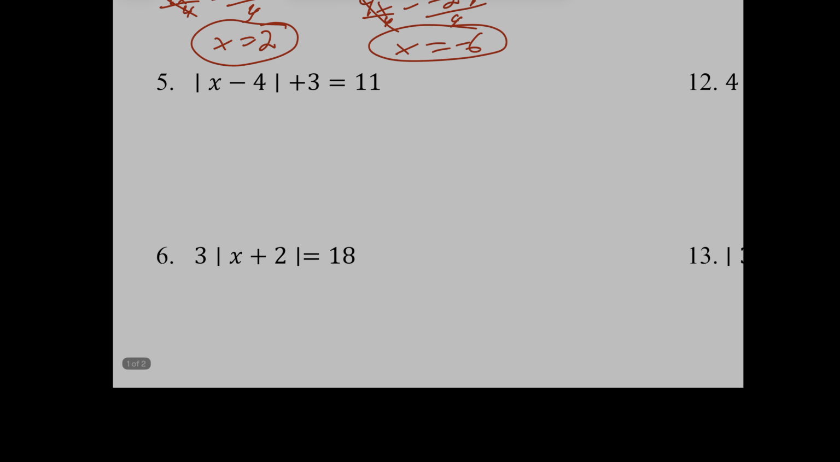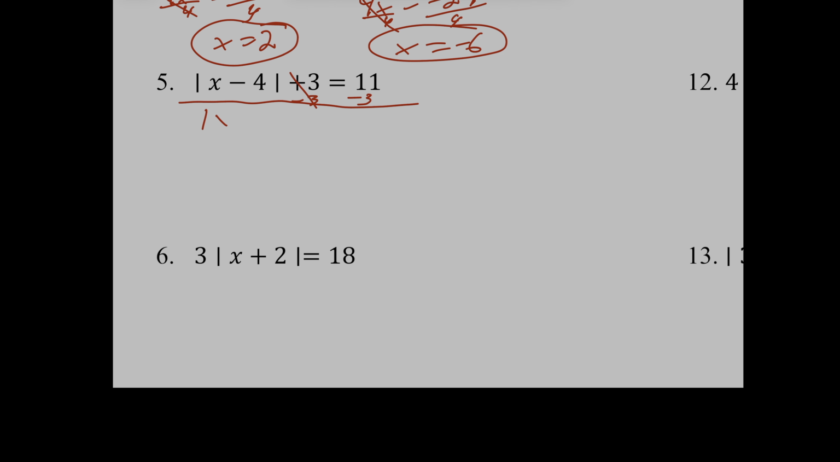All right, so now on this one, I'm not allowed to do the absolute value until I get rid of everything that's not in the absolute value. I'm only allowed to go plus or minus when the absolute value is all alone. So my first step here has to be to subtract 3 from both sides.